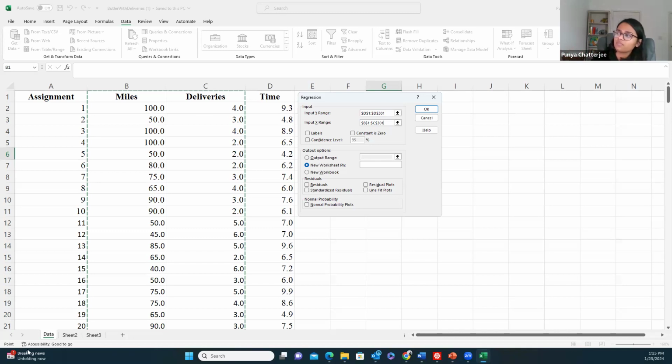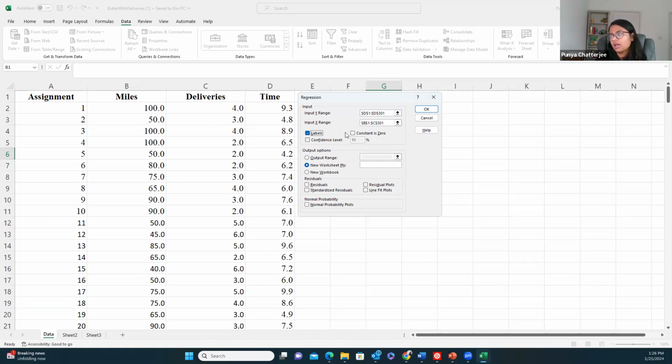Now you'll see down here something called Labels. Did we select labels or did we not? By labels, I mean, did we select these names: miles, deliveries, and time? Yes. So if you did select labels, you have to click this. If you don't click this, you're going to get an error from Excel. You could also not select labels and not click Labels; that also works. But I strongly suggest that you do select labels because it's easier to read the output that way. Otherwise, you might get lost in reading the output.